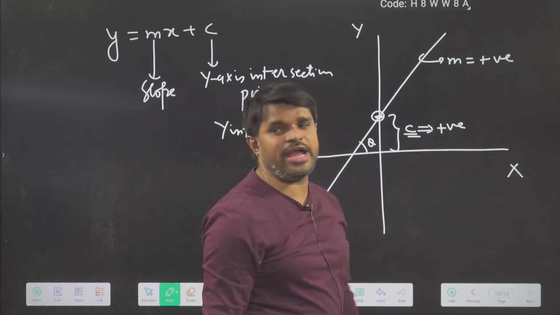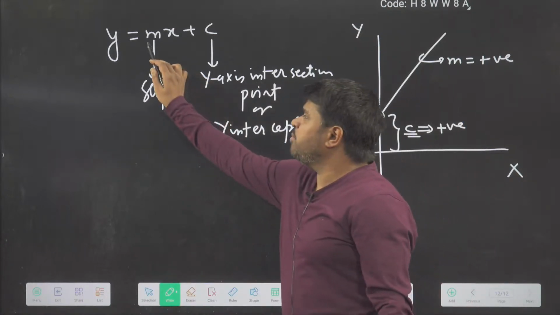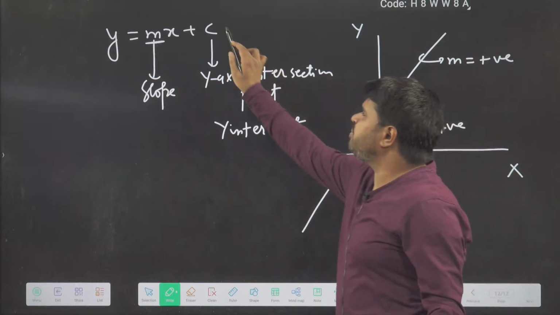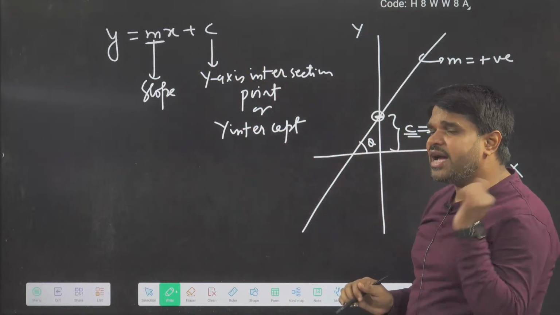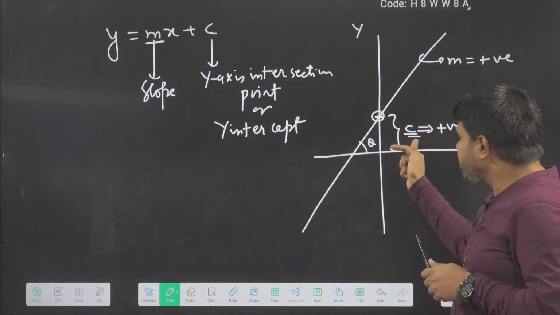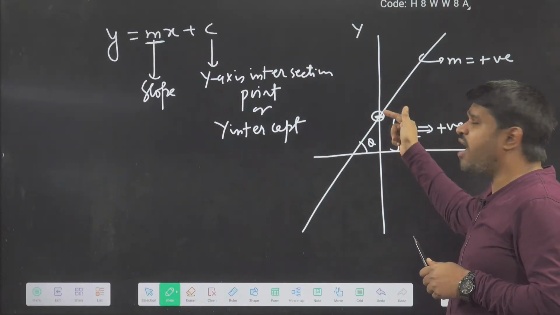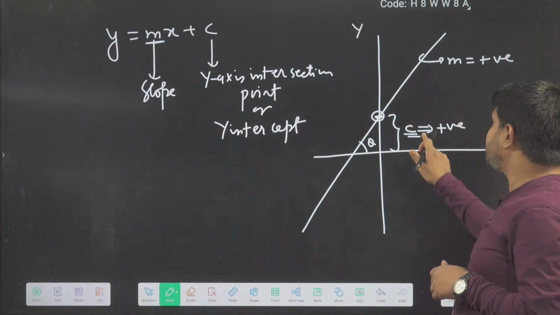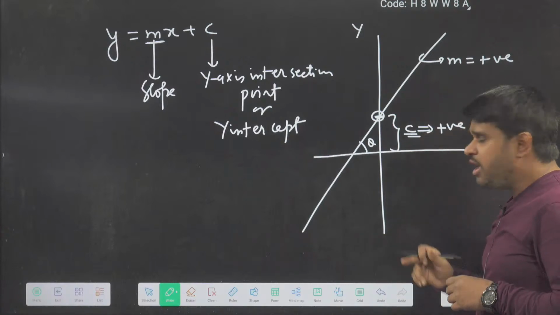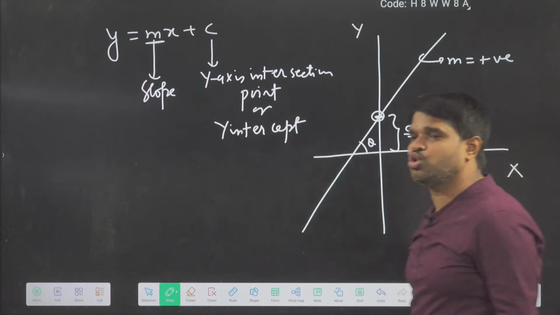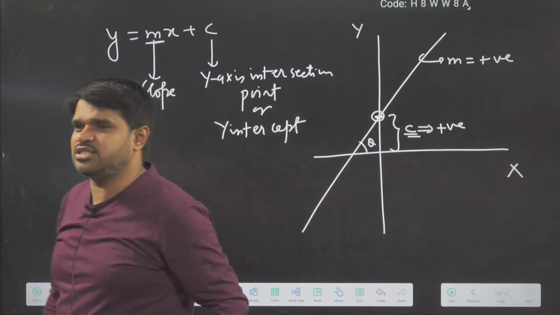Positive. Now again understand, m means slope. Slope we very well know. What is meant by c? The y-axis intersection point. So if the line cuts the y-axis above the origin, c will be what? Positive. If it cuts below the origin, c will be negative. I will show you how. First of all, you write this case.